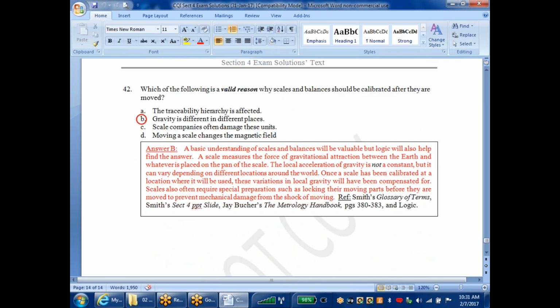The last one. Which of the following is a true reason why scales and balances should be calibrated after they are moved? Well, it has something to do with what we talked about earlier. Gravity is a function of geography, where things are located. Remember the local acceleration of gravity? So if scales are moved, they should be calibrated again because gravity is different in different places.